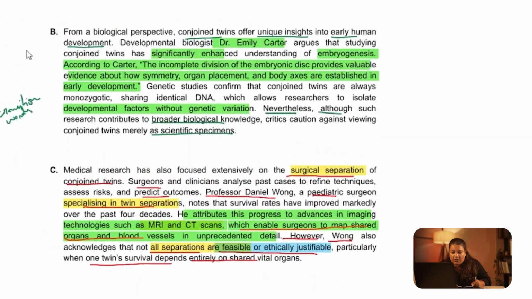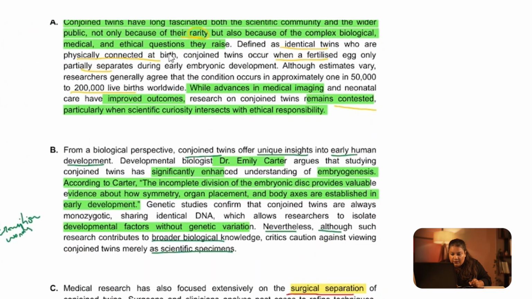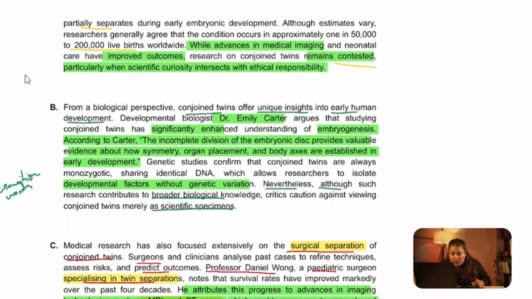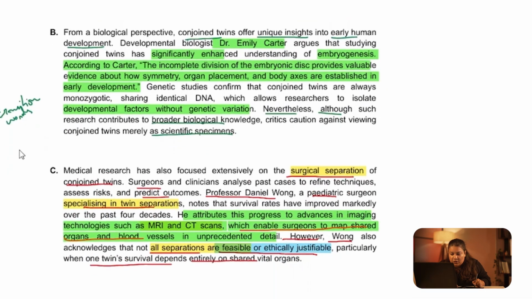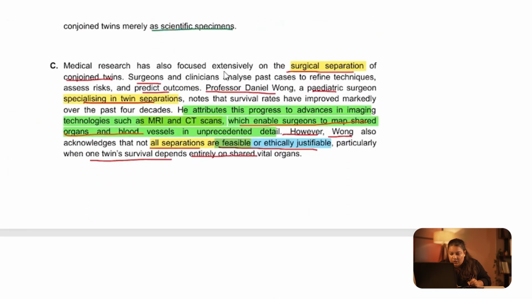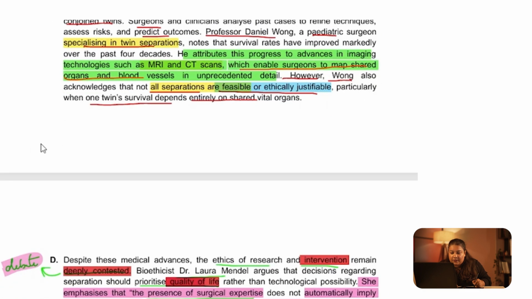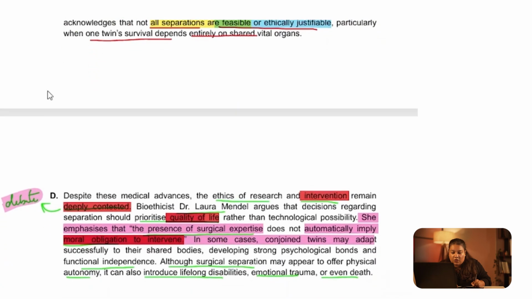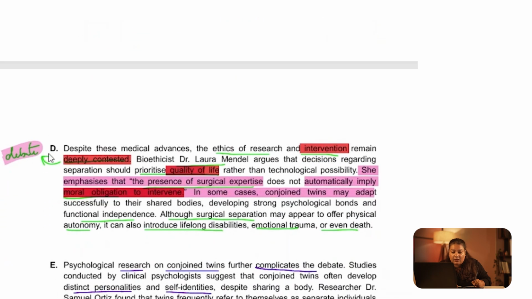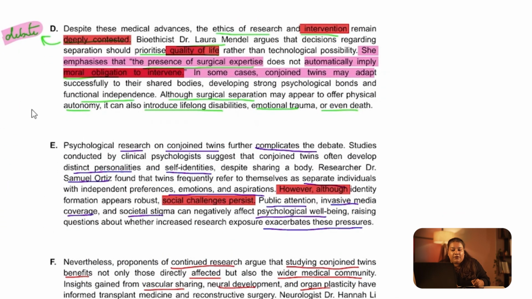So I'm going to start skimming and scanning from the beginning. We do not have anything talking about research here. Even the second paragraph doesn't talk about anything related to research. So here we do have medical research has also focused extensively on surgical separation, and it doesn't talk about the writer suggesting that ethical research outcome and how they agreed to it. So we have a paragraph D that talks about ethics of research.